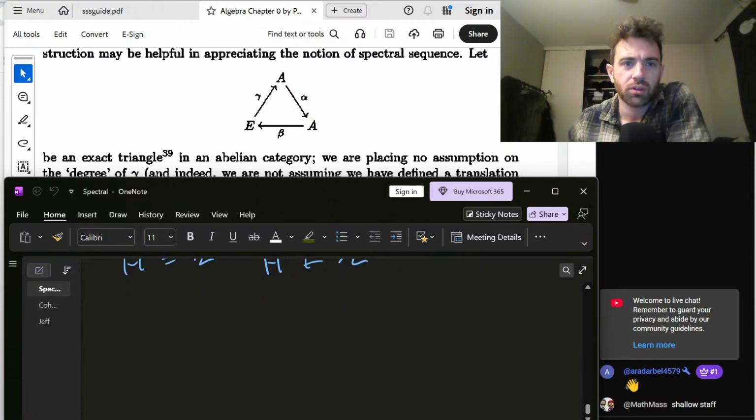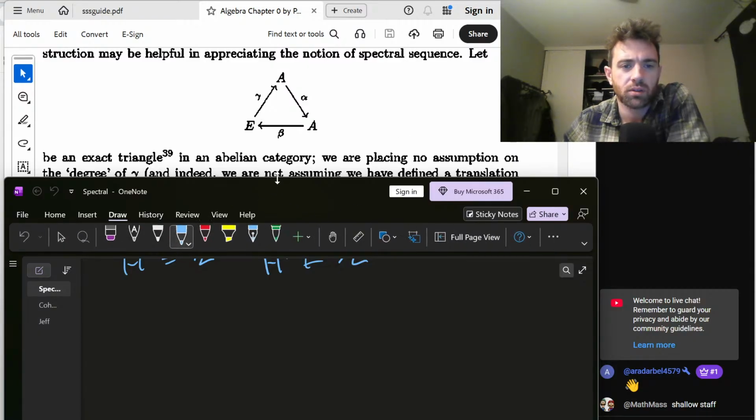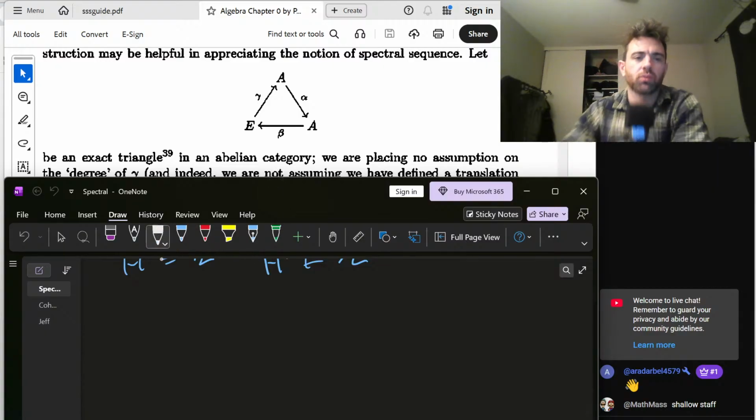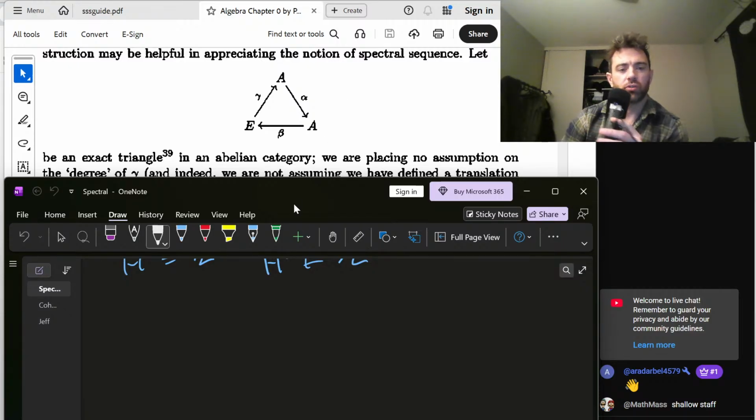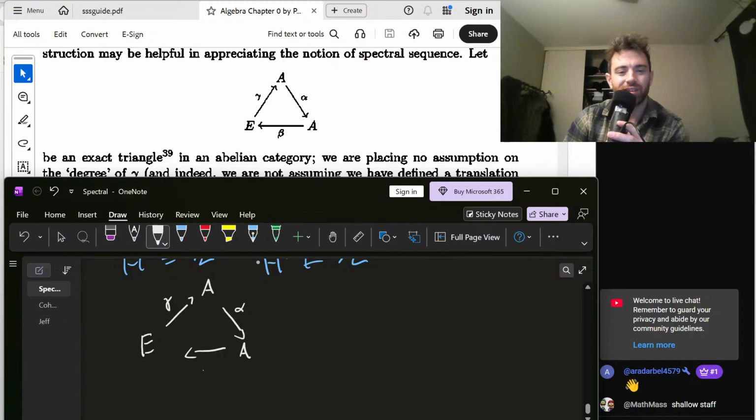So, triangles. We suppose we're in some abelian category, and we suppose that we have some triangle of morphisms, E, A, ... Let this be an exact triangle.